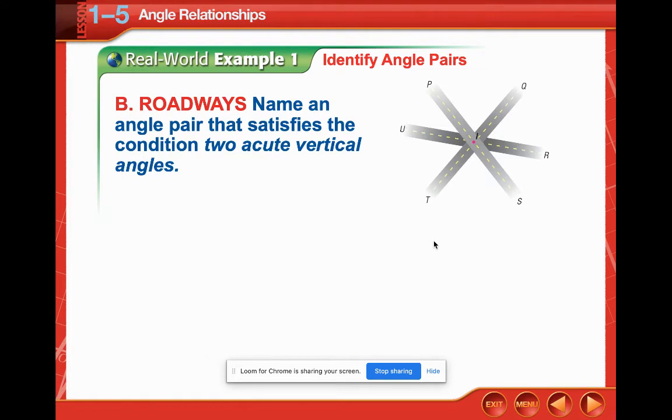Name an angle pair that satisfies the condition: two acute vertical angles. I kind of gave away the answer there. Remember, vertical angles are angles that are across from each other. So this one and this one are vertical, this one and this one, this one and this one. For ones that are acute, I think almost all of these are acute, but the ones that stick out to me really quick are PIU and SIR.